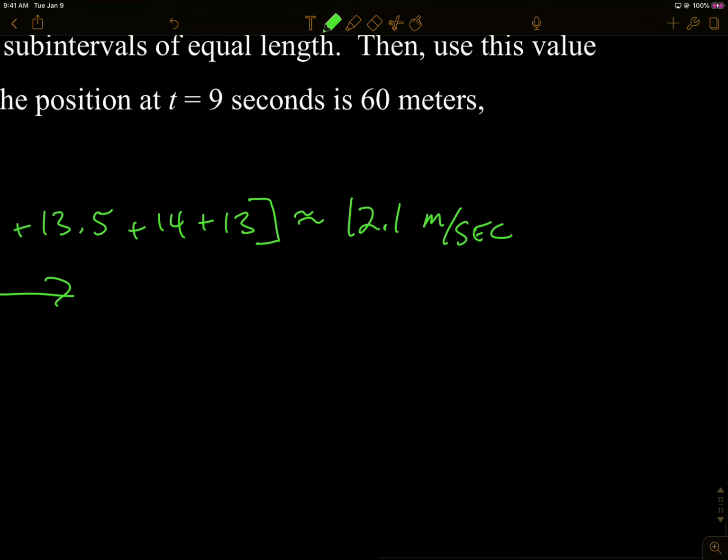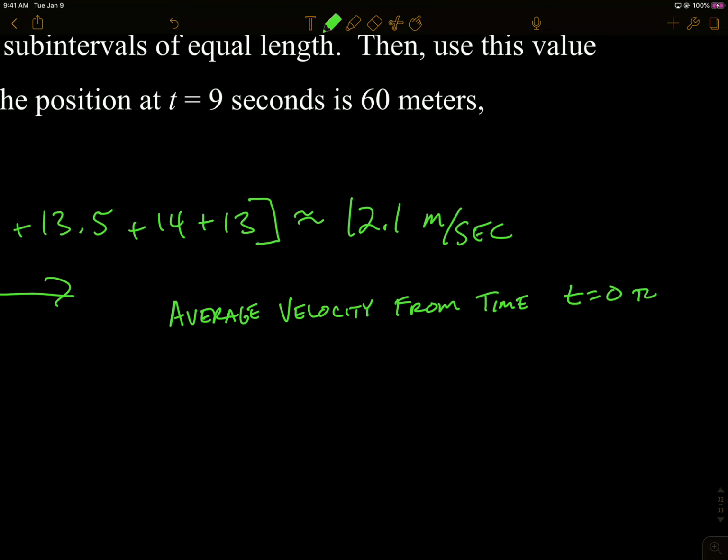So what does this represent? This is the average velocity from time t equals 0 to t equals 30.